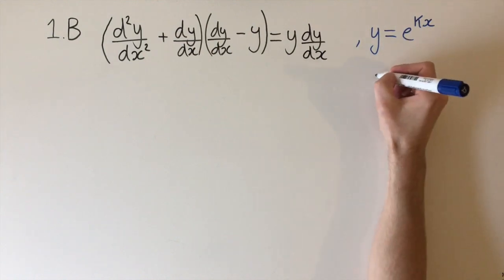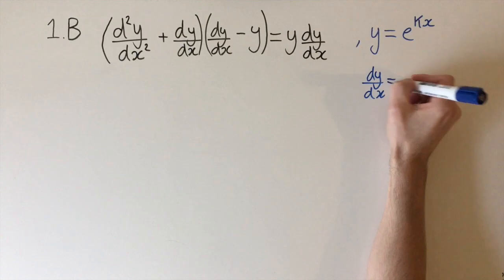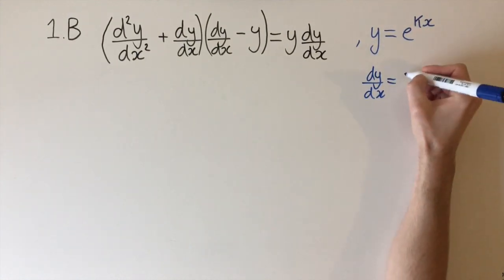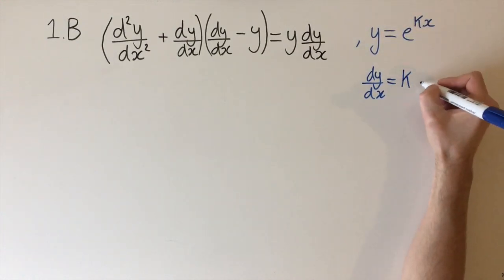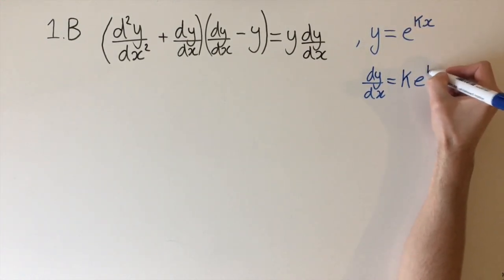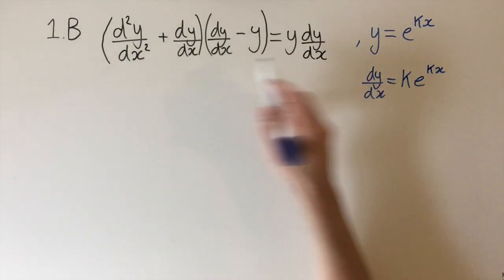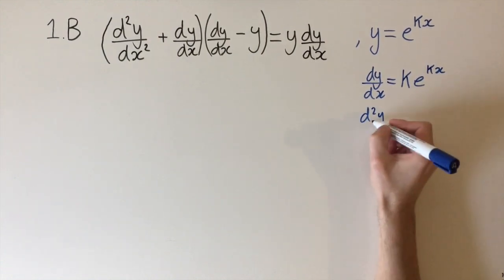So if we have y, the first derivative, remember k is a constant, so we just bring the constant to the front. We have k times e to the kx, because the derivative of the exponential is just itself. So this is the first derivative of y. And we're also going to need the second derivative, so we go ahead and do that.